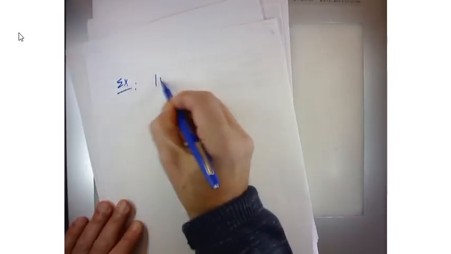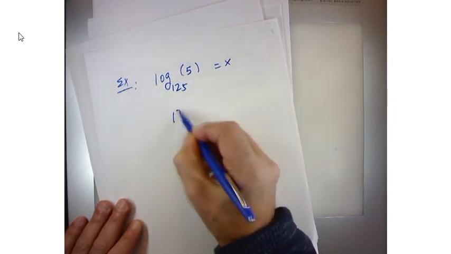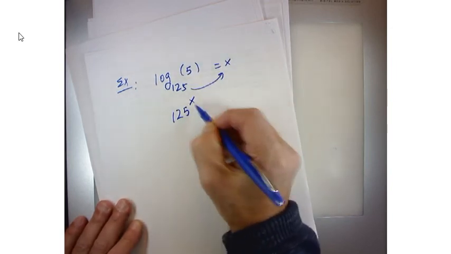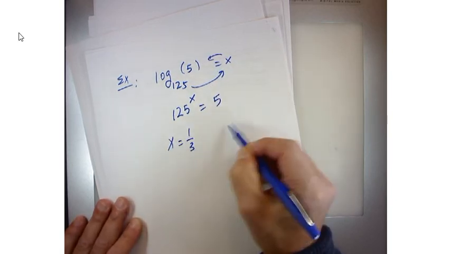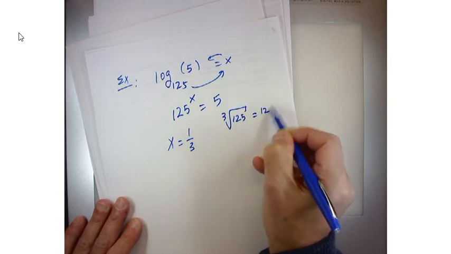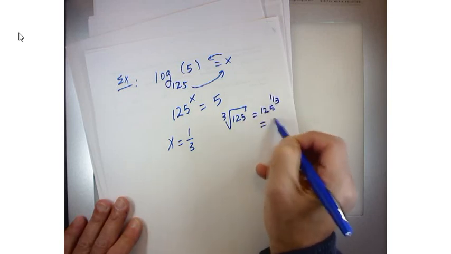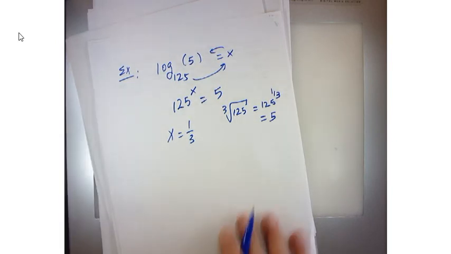And log base 125 of 5 equals x. Again, 125 to what power is 5? That power is 1/3. Why? Because cube root of 125, which is 125 to the 1/3, and that's how we get 5. That's all based on the first fact.